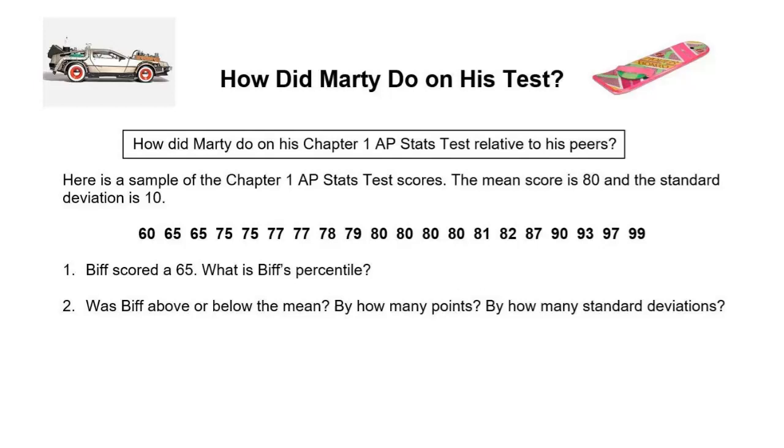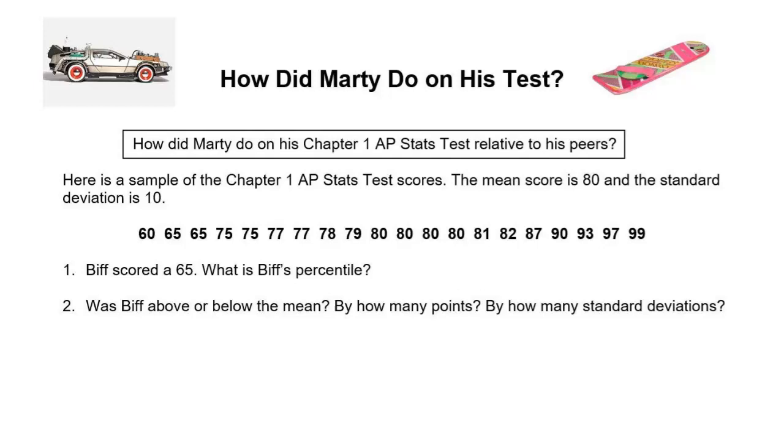So compared to the other people in his class, like he might have only gotten a 65 on his test, but if everybody else did worse, that 65 is not a horrible grade. Hopefully the teacher would curve it then. But the idea is that compared to the other people in the class, how did he do?